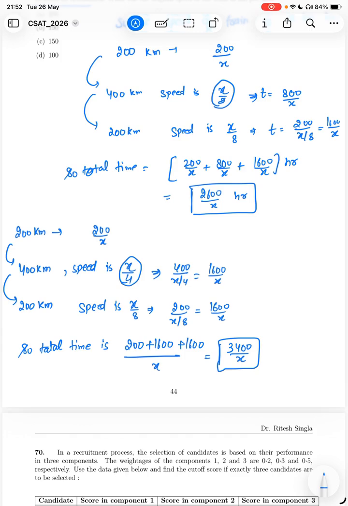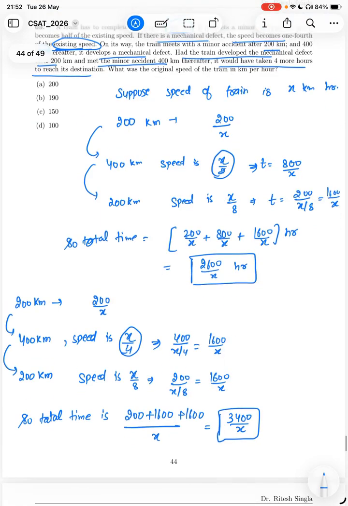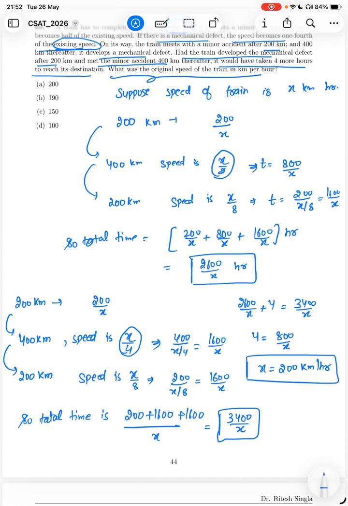Okay, what is the question saying? It would have taken 4 hours more. So 2600 upon x plus 4 is equal to 3400 upon x. If you solve it, you will get 4 is equal to 800 upon x, or x is equal to 200 kilometer per hour. So what was the original speed of the train? The original speed of the train is x, which is 200 kilometer per hour. So option A is correct.